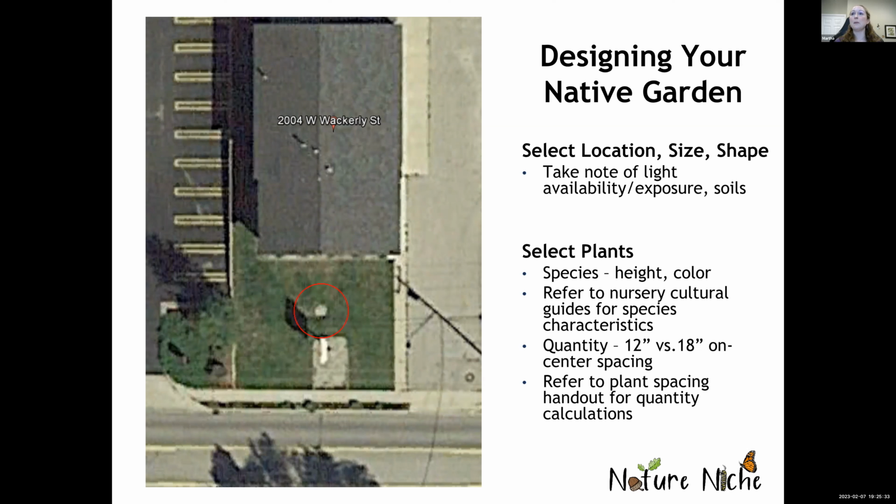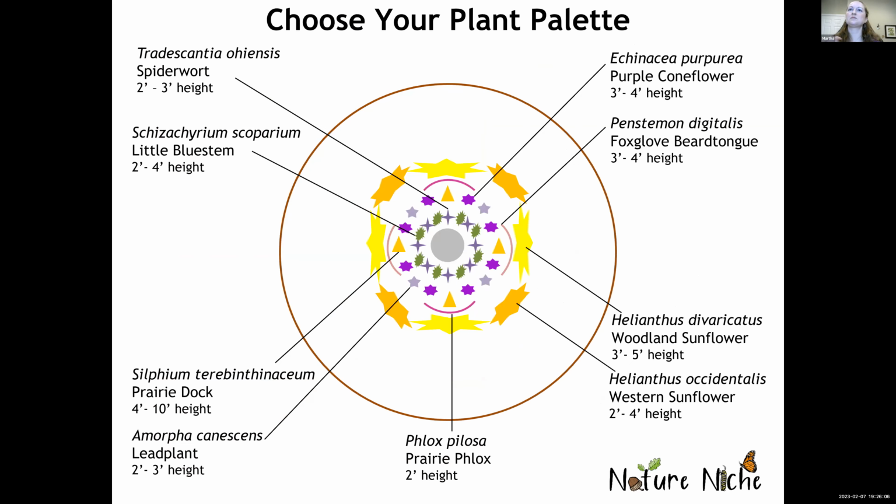If I were to plant my demo garden in the front of my store with plants 18 inches on center, I would take that multiplication factor, 0.444, multiply by the square feet, 314, and I would need 140 plants to fill that space. If I lower that down to 12-inch on center spacing, the multiplication factor is 1 times 314 square feet. I would need 314 plants to fill that space.